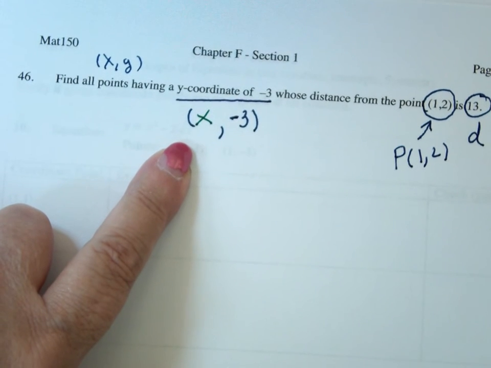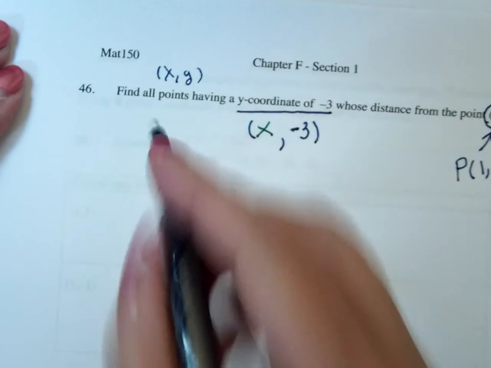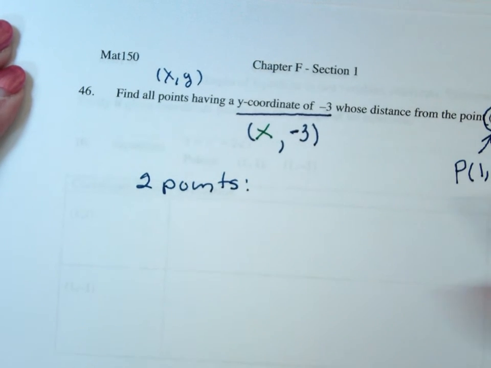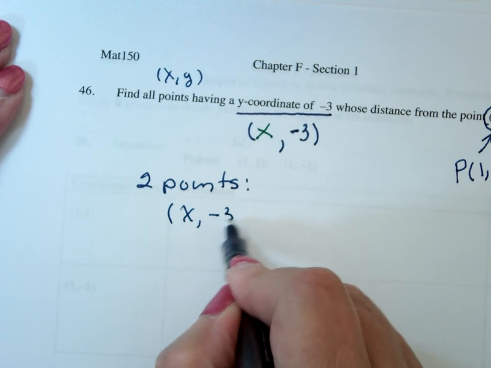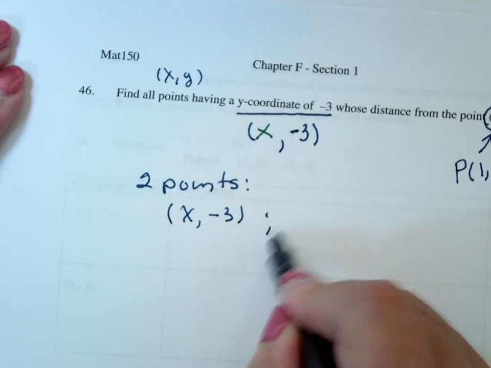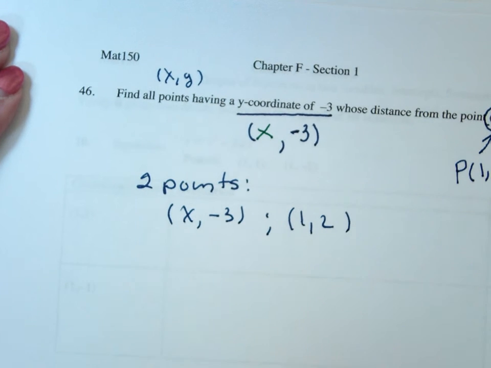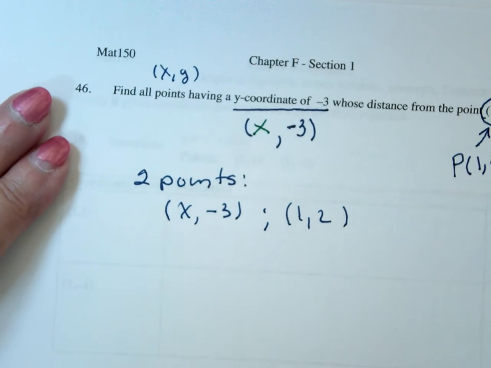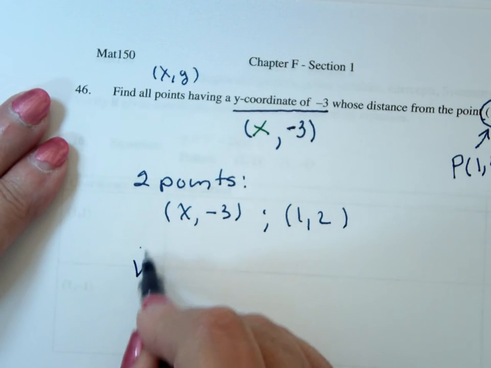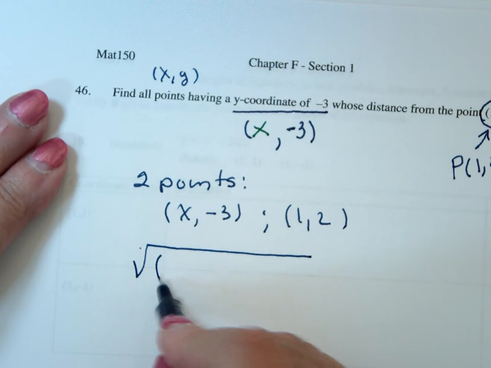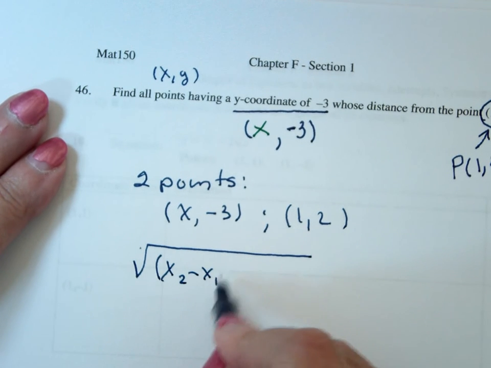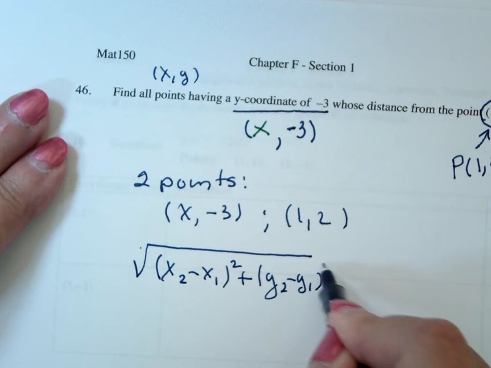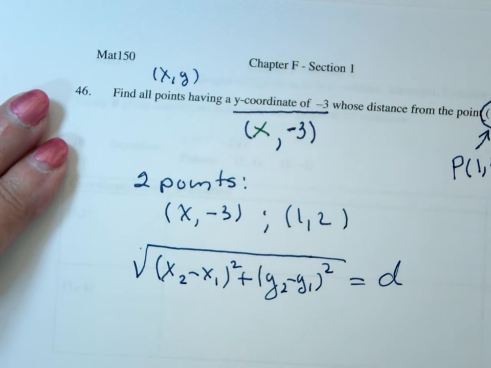So I'm going to look for the x component of that. That means I have 2 points. I have (x, -3) and (1, 2), and I want to find the distance between those 2 points. Now, what do I know? I know that the square root of (x2 minus x1) squared plus (y2 minus y1) squared equals d.